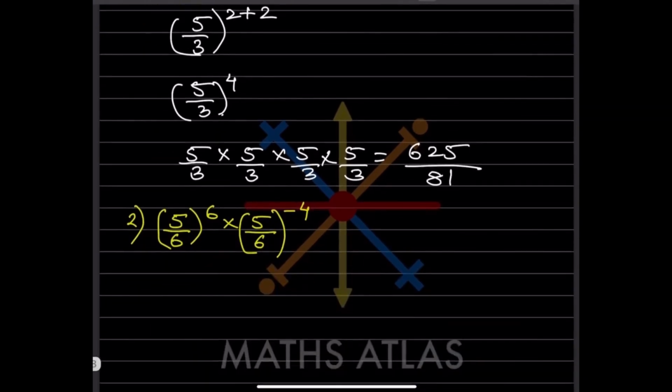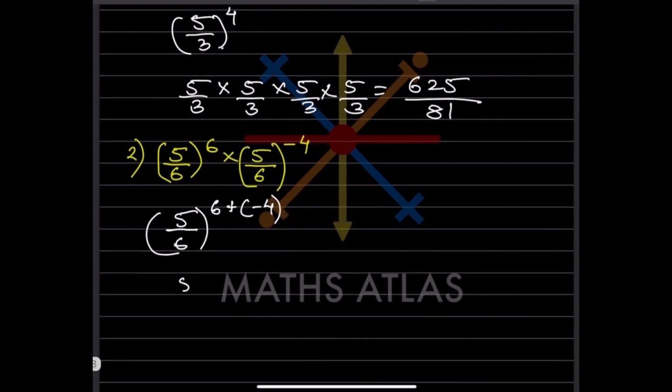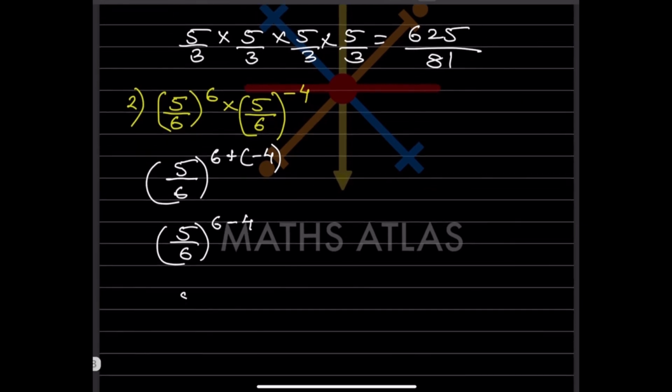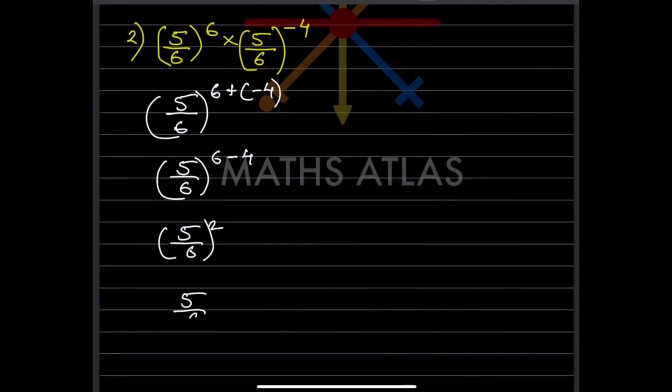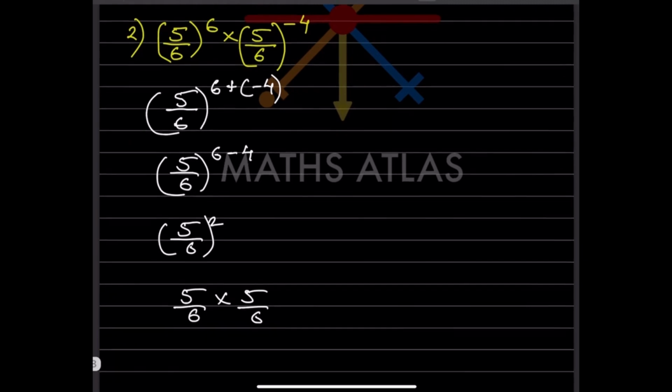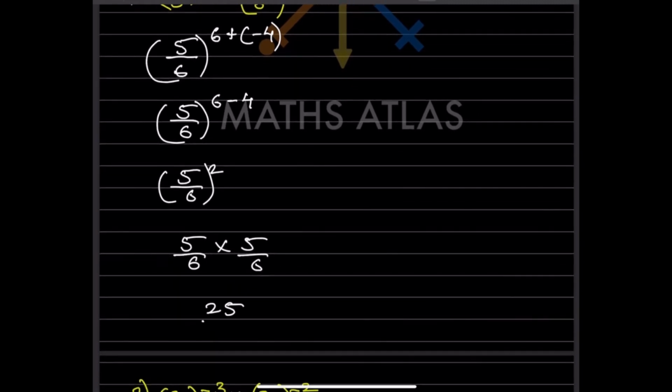Now let us see for this one. Again, you can see the base is the same. So you are going to use the first rule, that is a raised to m into a raised to n will be a raised to m plus n. So that will be 6 plus or minus 4. So here what are we going to do? Plus minus is going to be minus. So it will be 6 minus 4. So here it will be 5 by 6 raised to 2. So you are going to multiply this 2 times. So that should be 25 by 36.